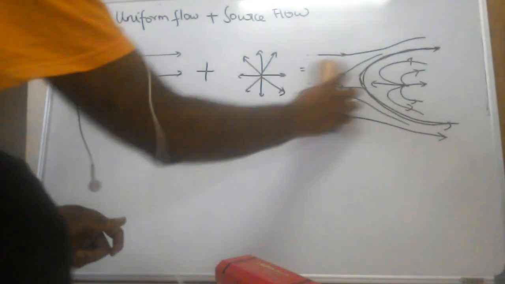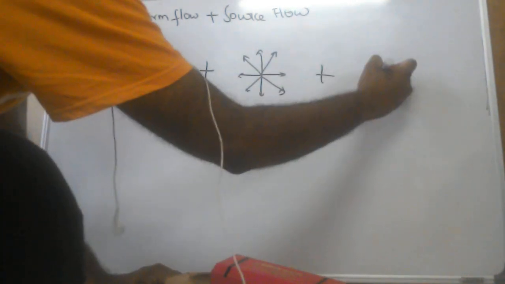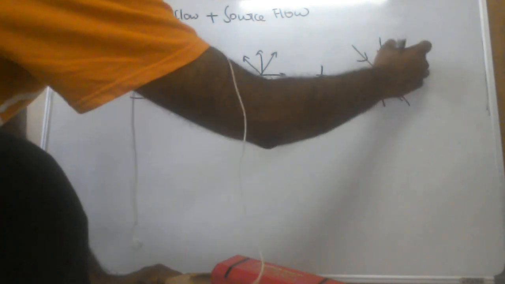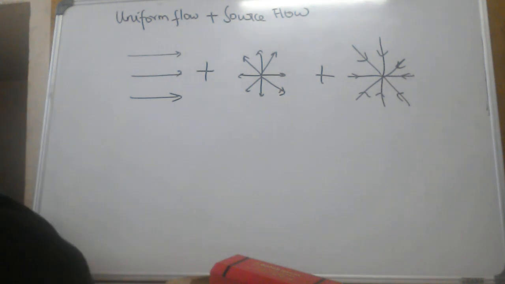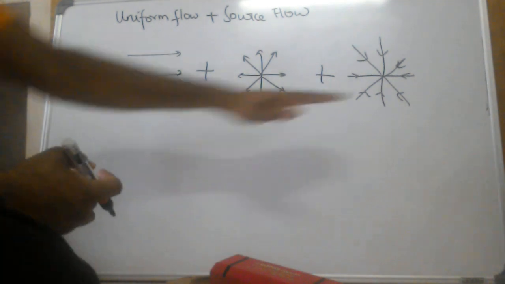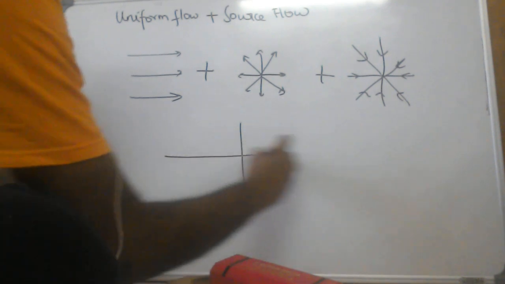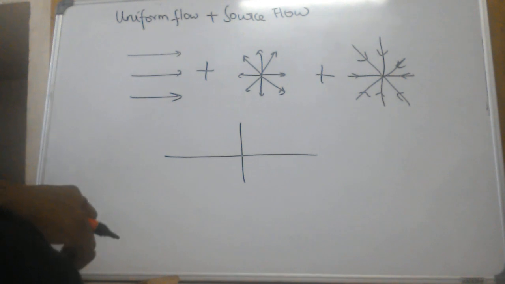So what I'm going to do now, I'm going to add a sink flow, a source flow, and a uniform flow. The source and the sink cannot be added at the same location because they would negate each other's effect. So what I would rather do is add them at some distance apart from each other, which would result in a flow that looks like this.